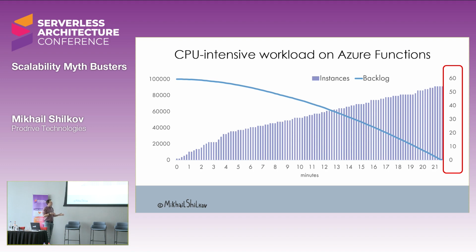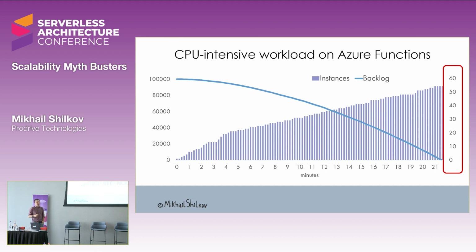So probably this scaling model is more suitable for IO-bound workloads than CPU-bound. Again, there are some knobs, so you could limit the maximum amount of executions to the same instance, but it doesn't get you that far.